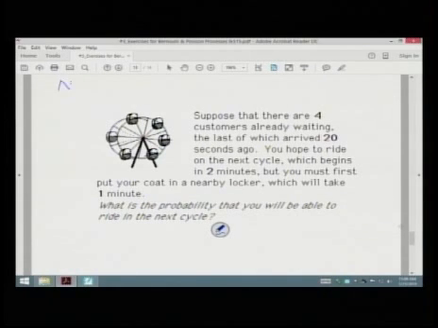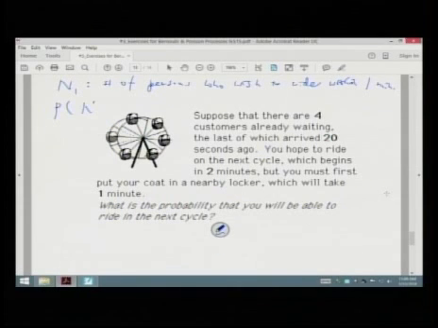So if I define N sub 1, that is the number of persons who wish to ride within the next 1 minute, okay? Then the desired probability should be the probability that N sub 1 is less than or equal to 1. Are you following me? Does that make sense?